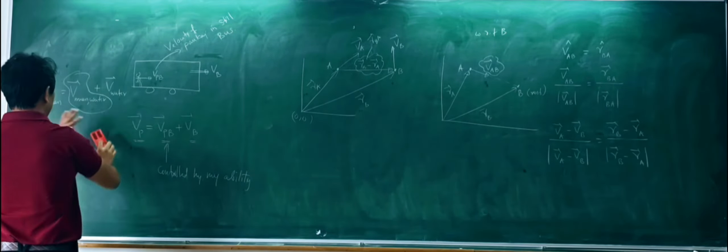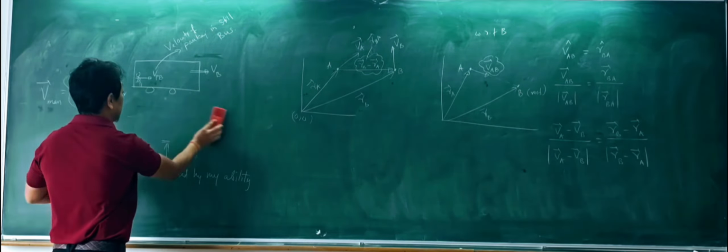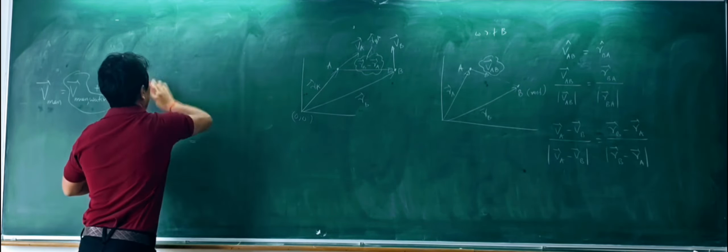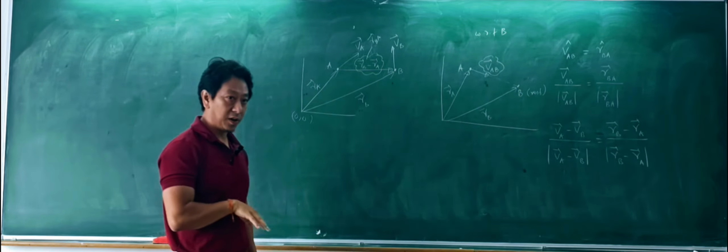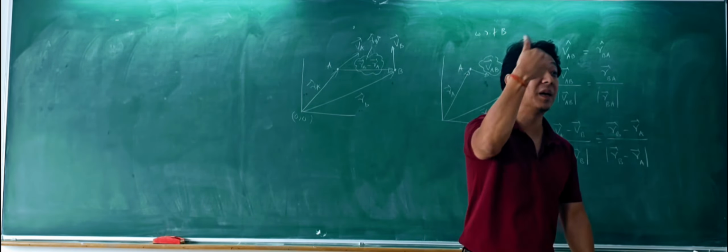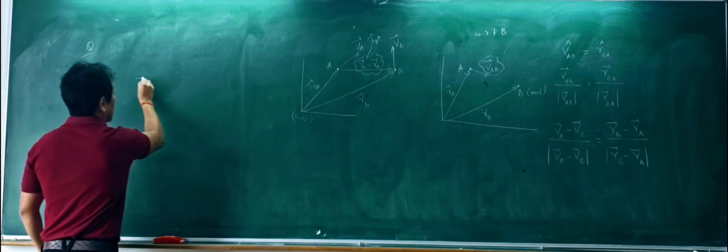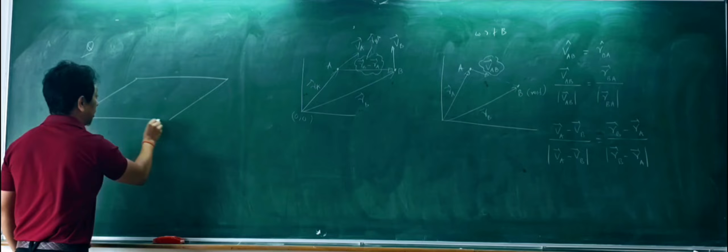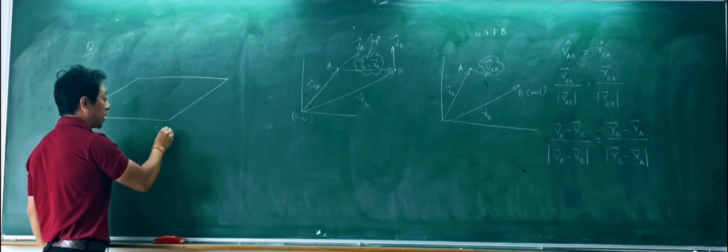Okay, so later we will discuss river boat problems. Let us now discuss problems where relative velocity will be given. We have to find the velocity from the ground. So see this question, all of you. Imagine this is a big ship, moving in this direction.